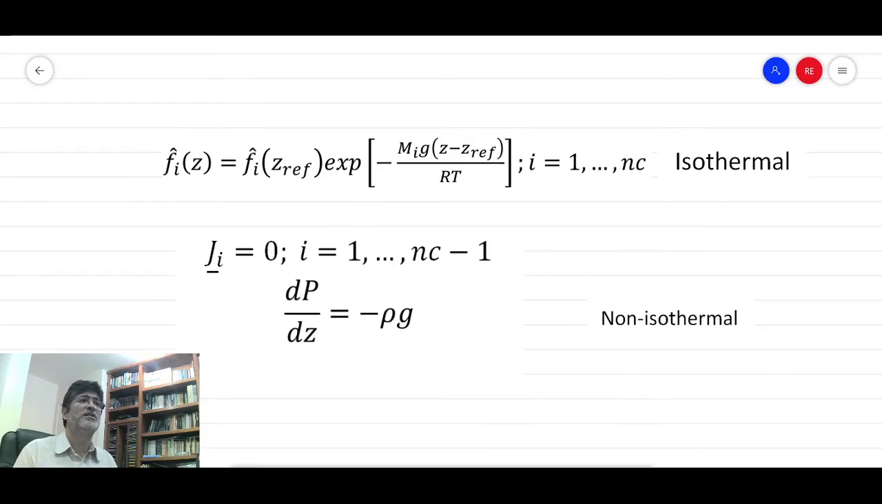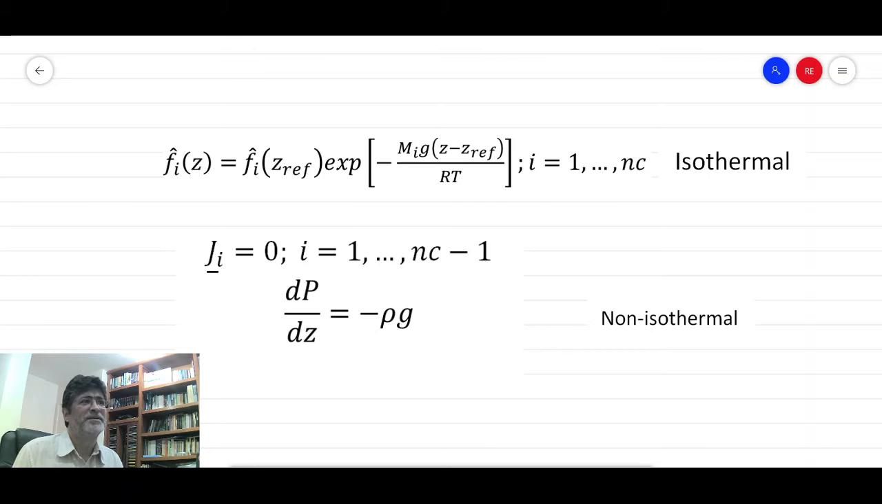Well, let's consider the equations here. You can see the isothermal system of equations there, right? It's only the fugacities modified by the gravitational field. In the non-isothermal case, you have the NC minus 1 diffusive flux equations equal to 0, J_i equal to 0, and then you have to input the hydrostatic condition. Why is that?